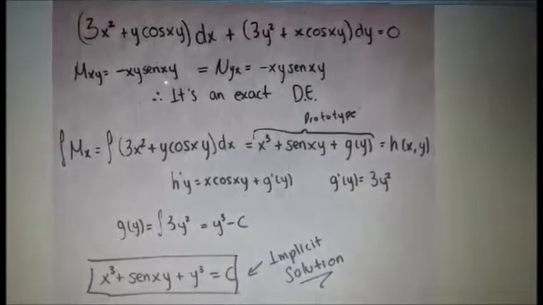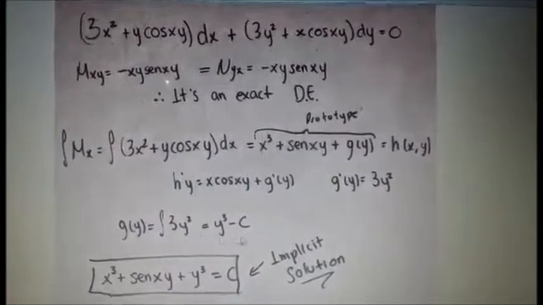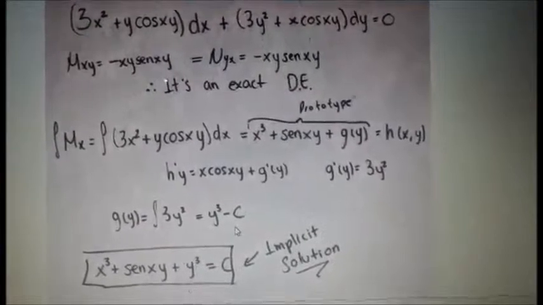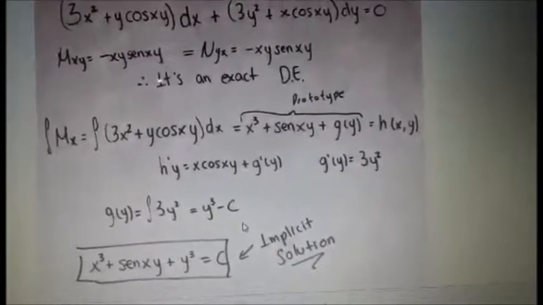Then we have to integrate that g prime, which comes to this term, and finally we add this to our original prototype, and it becomes our implicit solution.